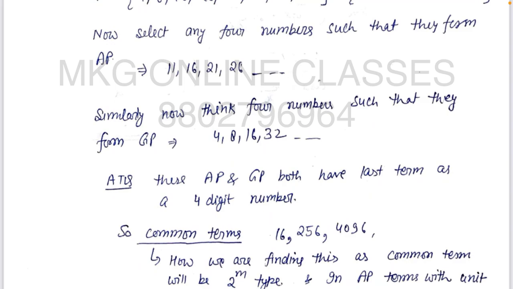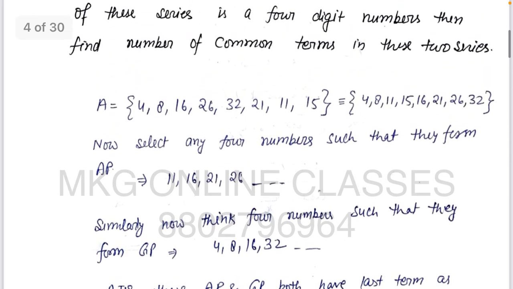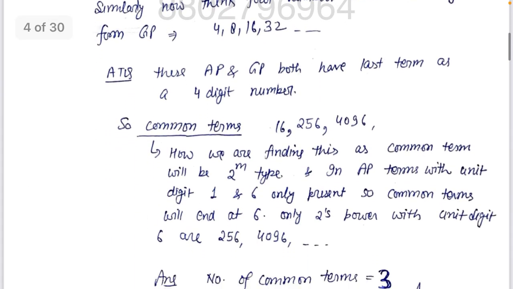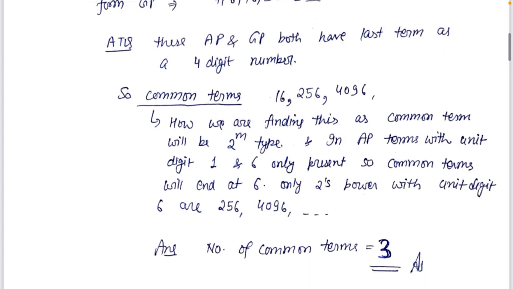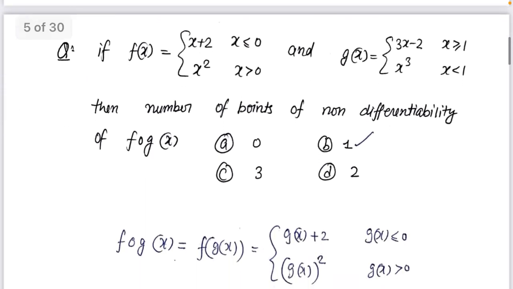So here we can find that only 3 numbers are there which are common. So the answer for this question will be: the number of common terms in the two series will be 3 common terms. So you can watch the solution. Number of common terms is 3. I hope this should be clear. Let's move on to the next question, number 5.